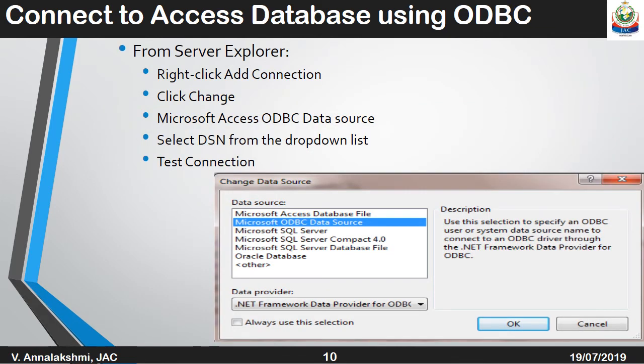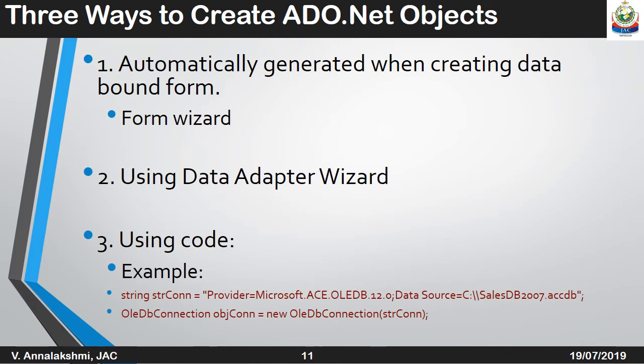How to connect an Access database using ODBC. From the Server Explorer, right click Add Connection, then click Change, then choose Microsoft Access ODBC data source. From there, select the DSN from the drop down list box, then choose test connection. Once you finish all these steps, it indicates the test connection succeeded. Then click OK.